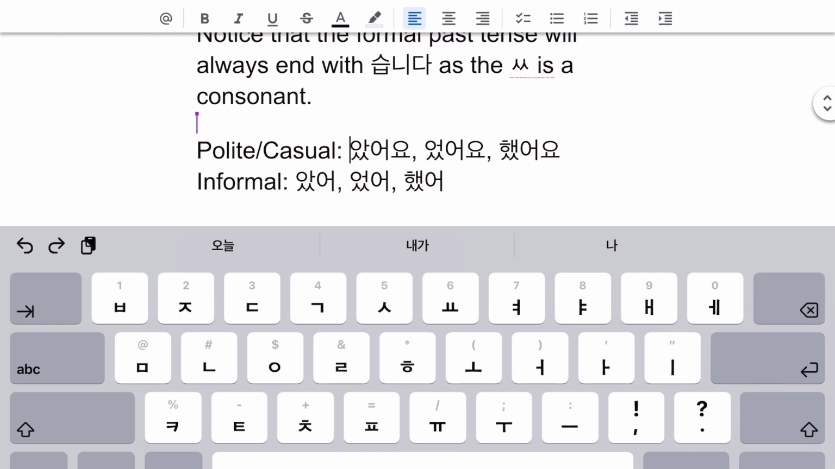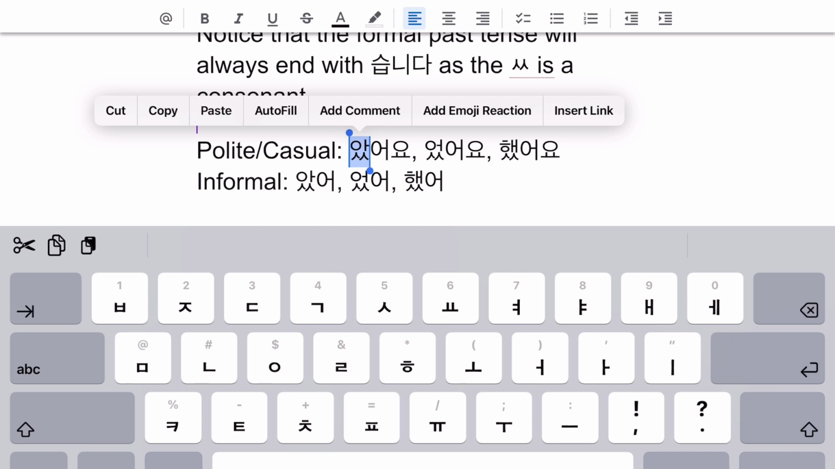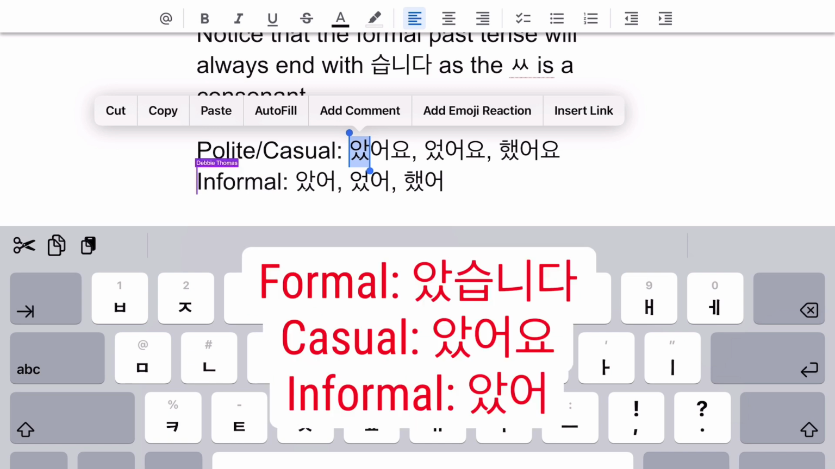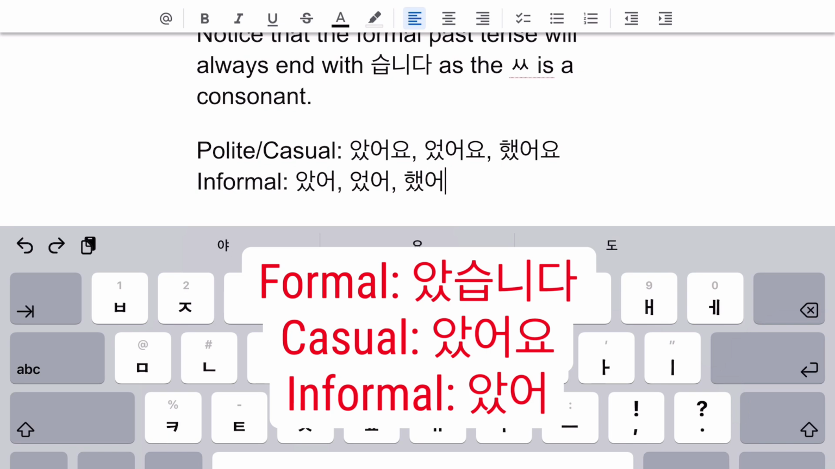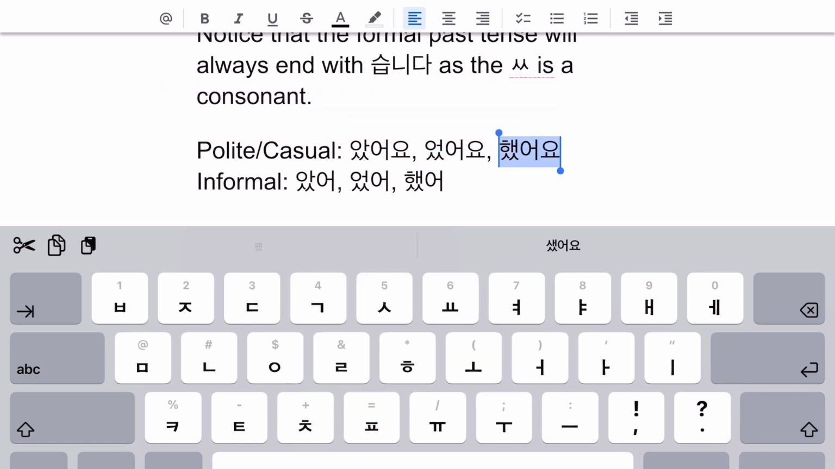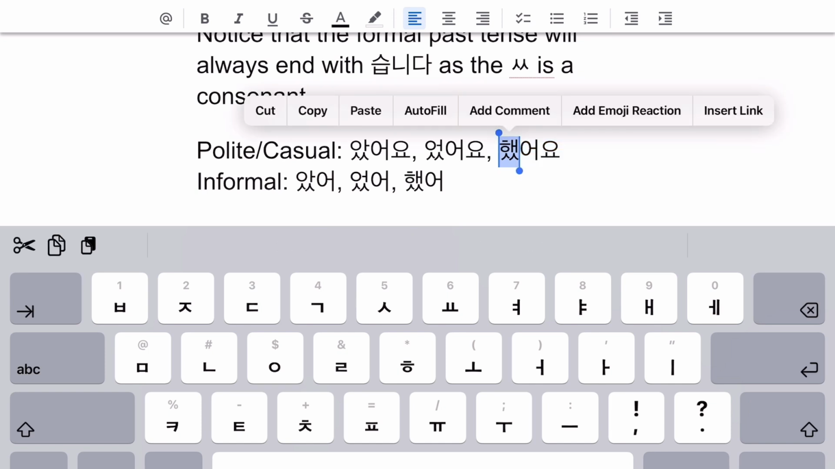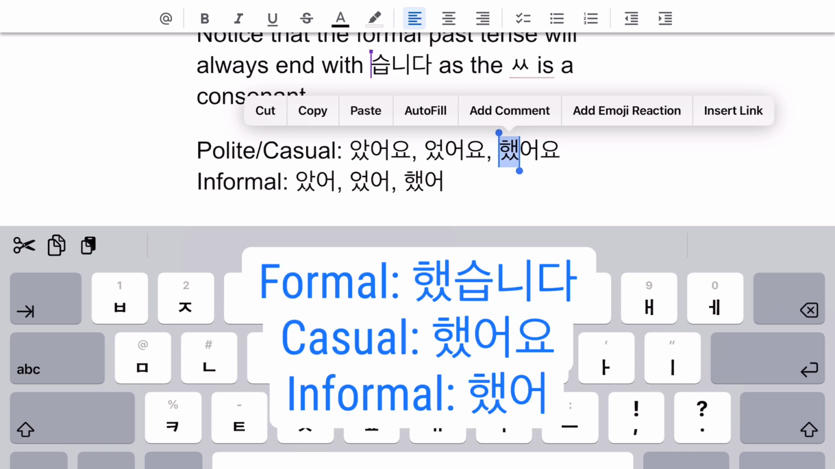This time, polite casual. The same rules apply. You look at the last vowel. If it's a or o, we're doing the at type of ending. If it's polite casual, we're going to do 았어요. If it's informal, we're going to do 았어. If it's formal, as we saw before, we're going to do 았습니다. If the last vowel is not a or o, we're doing the ot. If it's formal, 었습니다. Casual, 었어요. Informal, 었어. And then same thing for 하다. If it's a 하다 verb, we're going to change it to 해, like before we had 해요. So this time we're doing the 해 type of ending with a double S. Formal, 했습니다. Casual, 했어요. And informal, 했어.